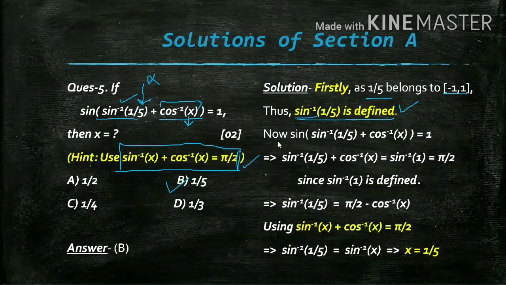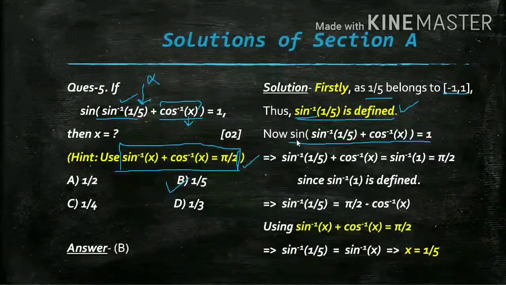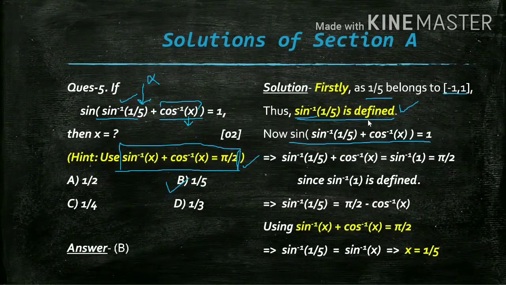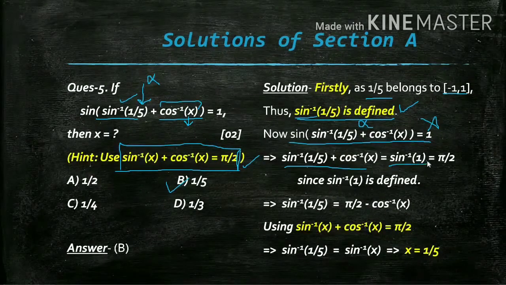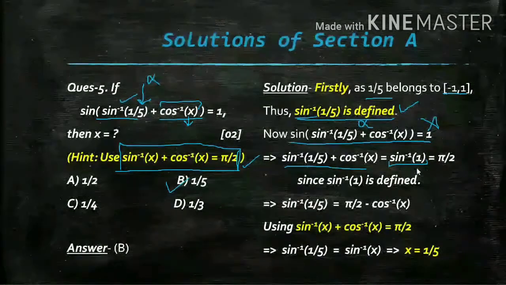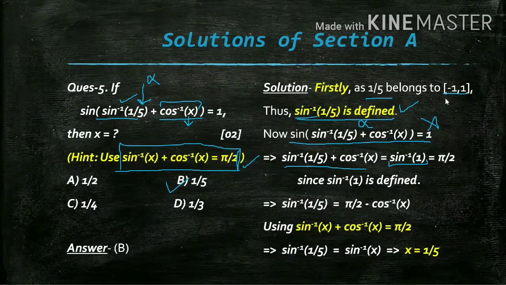Okay, so we have this given equation: sine of alpha equals x. I taught you this thing. You can take it like this: sine of alpha equals x, so alpha can be written as sine inverse x, right? We can do this. Now, sine inverse 1 is defined because 1 lies in this closed interval, and you know its value is pi by 2. Clear?